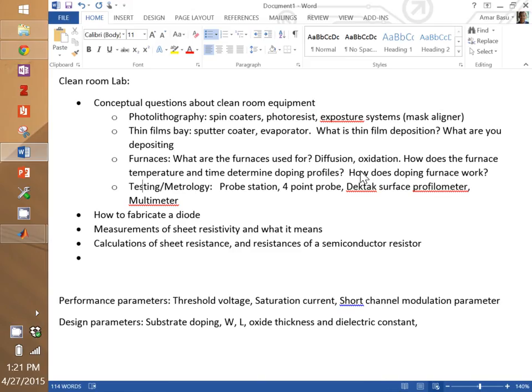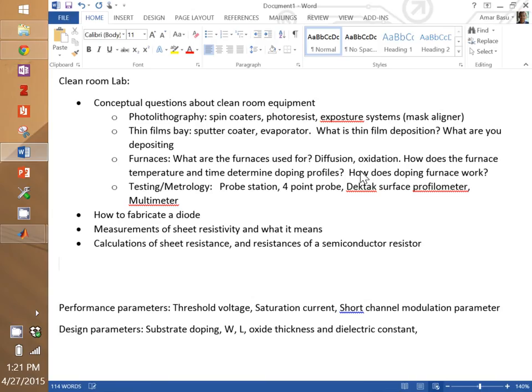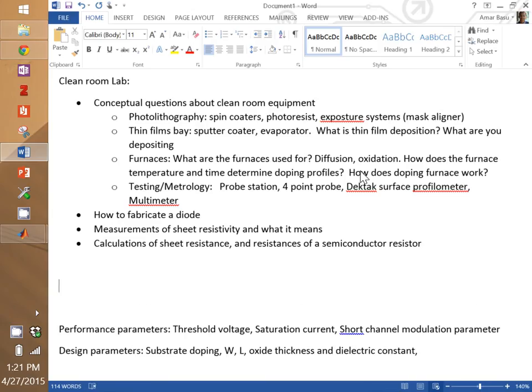That covers most of the things that we'll be talking about in the clean room. So these are the different concepts that could be on the exam regarding the clean room. So the next topic is metal semiconductor junctions. And then the third topic will be MOSFETs.